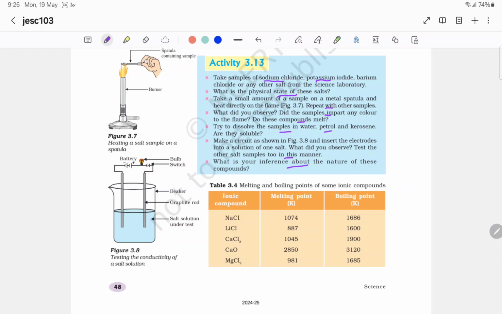Then, melting and boiling points of some ionic compounds. Sodium chloride: melting point 1074, boiling point 1686 Kelvin. Lithium chloride: 887, and boiling point is 1600. Calcium chloride: 1045 Kelvin and boiling is 1900. Calcium oxide: 2850 Kelvin and the boiling point is 3120 Kelvin. Magnesium chloride: 981 and boiling point is 1685, which means it's very high.